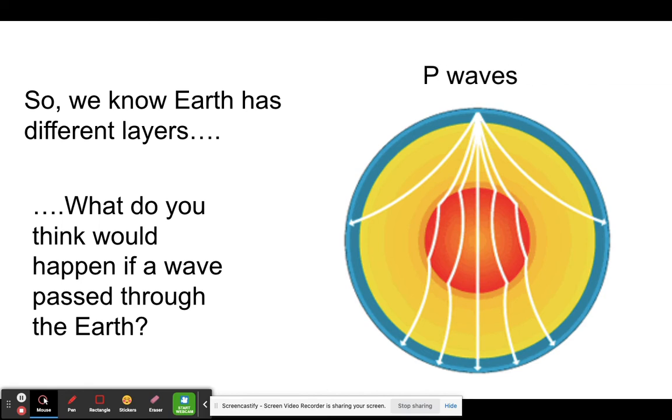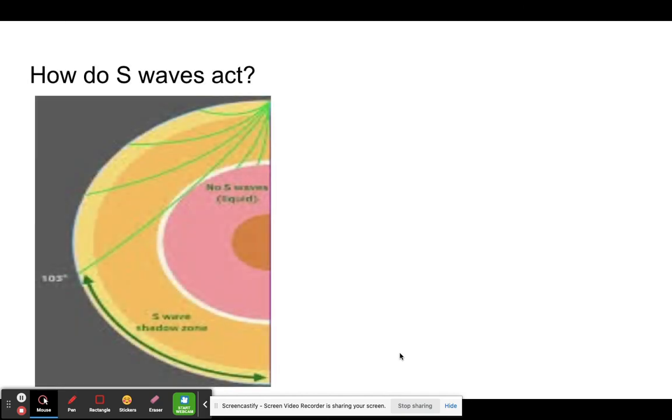So this is how P waves move through the earth. They can travel through all these different layers, but when they hit this outer core right here, which is made of liquid, they bend. So it's traveling through a solid here, and then it bends when it hits the liquid, it bends when it leaves the liquid, and then continues on its path. Well, S waves work a little bit differently. So S waves, as you can see right here, can travel through these solids as well. Here's their normal path. But as soon as they hit this liquid outer core, they stop dead in their tracks.